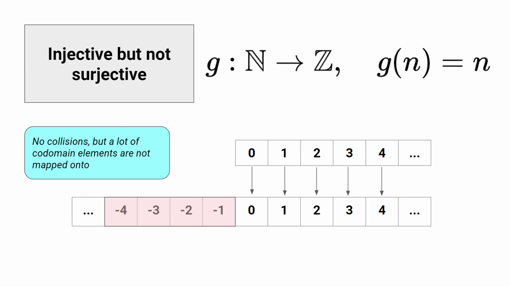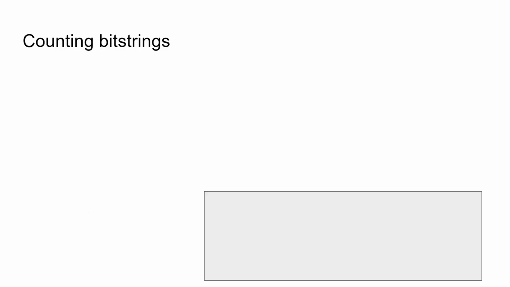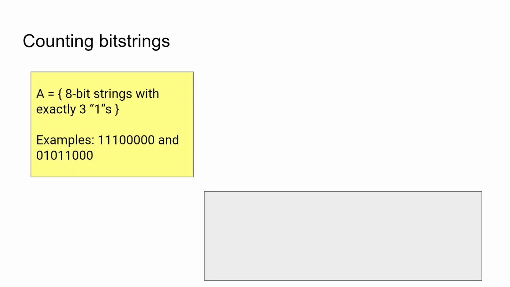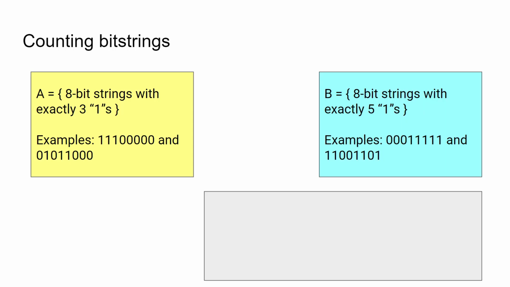Again, one of the major applications of bijective functions is that they are tools for counting things. Here's an example that will be really important for us later. Look at the set A of all 8-bit strings that have exactly 3 1-bits. For example, 11100000 and 01011000 are elements of that set. Now look at the set B of all 8-bit strings that have exactly 5 1-bits, like 00011111 or 11001101.